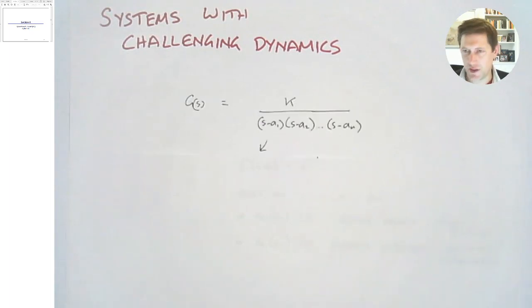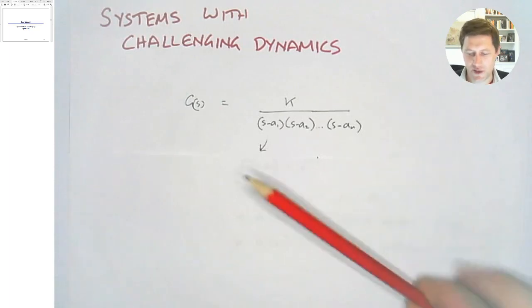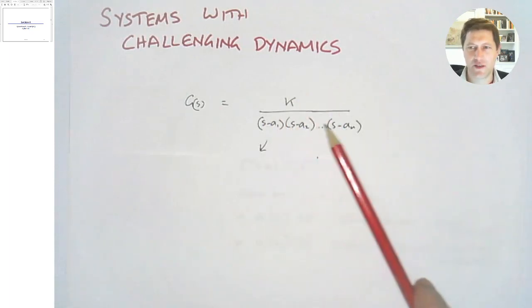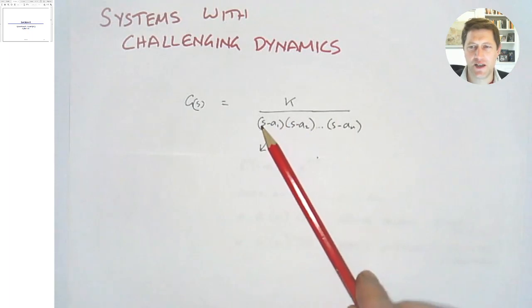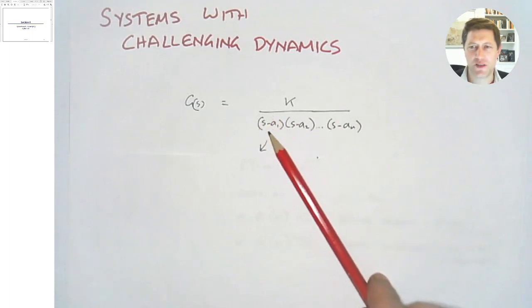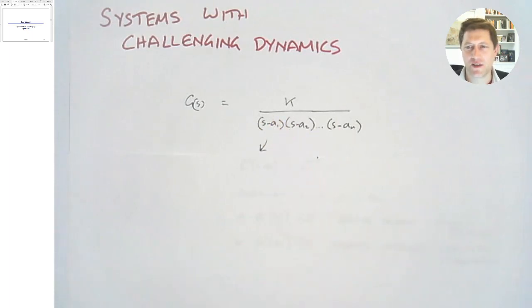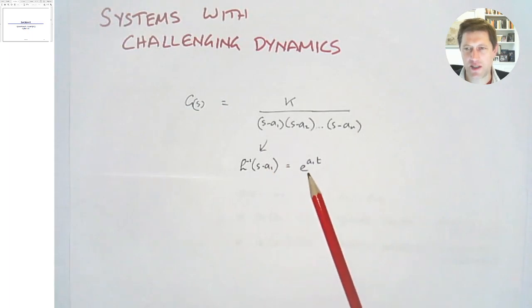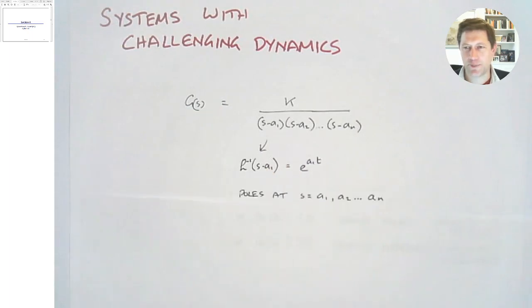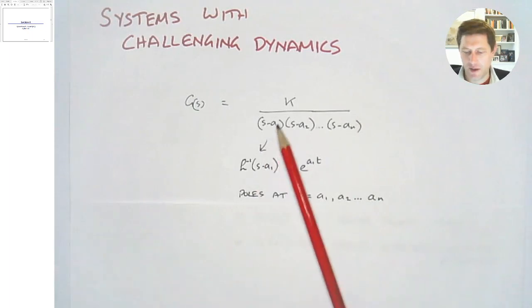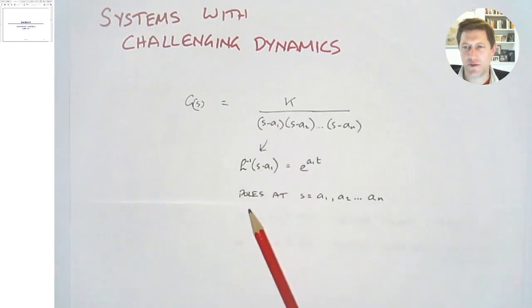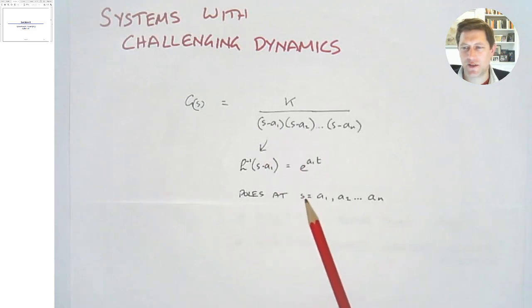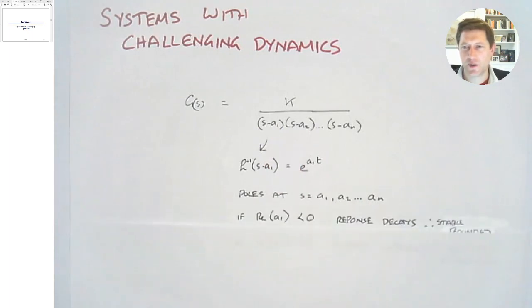We've learned that a process has a transfer function and that the transfer function can be written like this, and the points at which these factors are 0 influences the dynamic response. The Laplace transform of each one would look like this, e to the a1t, and recall the points where these are 0, the poles of the system, and that occurs at s equals a1, a2 and so on.